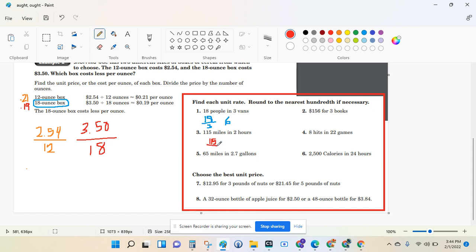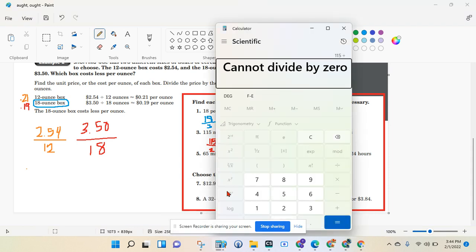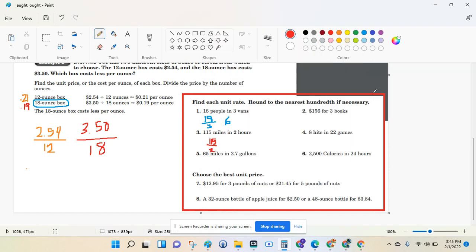That's basically what this one is asking. So if we said 115 divided by 2, 115 divided by 2 is 57.5, or 57.5 miles. So they were actually able to travel 57.5 miles in 1 hour.